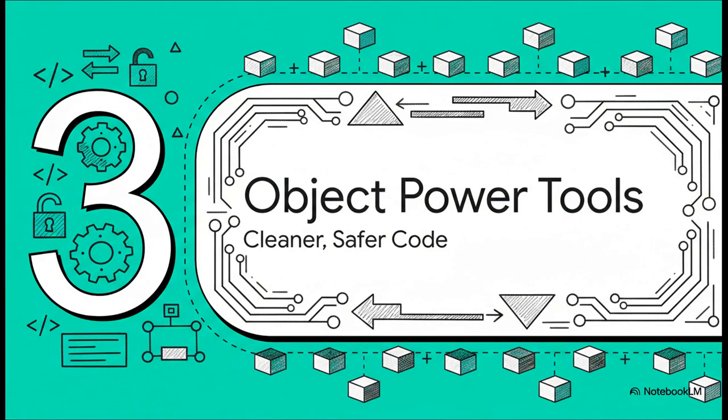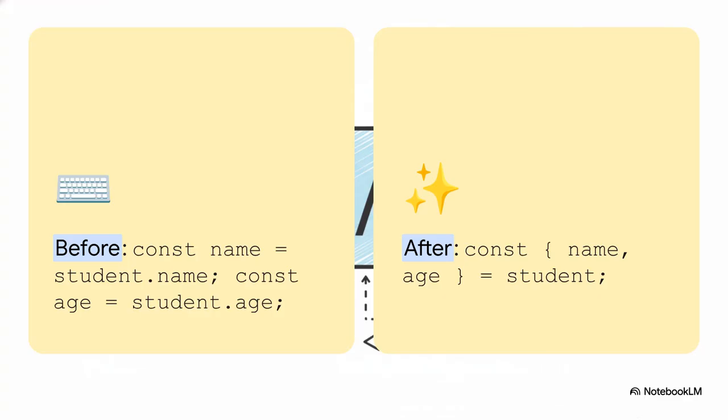Okay, now that we've got that down, let's check out some really powerful, modern tools for working with objects. These are going to help you write code that's not just more efficient, but way cleaner, safer, and just better. Just look at the difference here. On the left, we're pulling out values one by one. It's repetitive, it's clunky, but on the right, that's object destructuring. In one clean, beautiful line, we can unpack multiple values from that object right into their own variables. This is a game changer for readability.